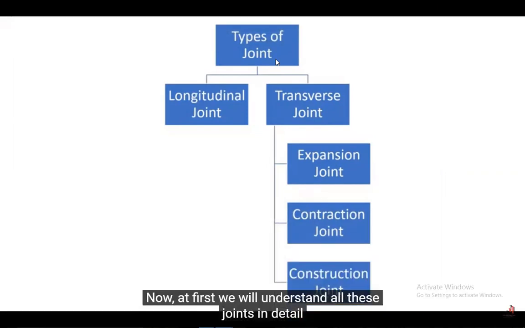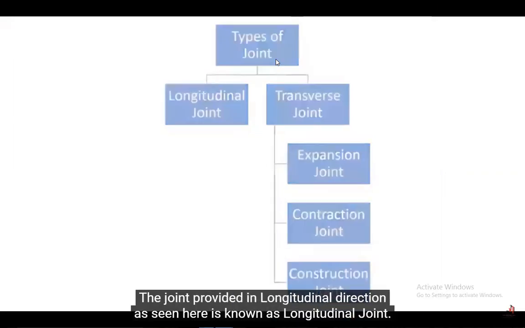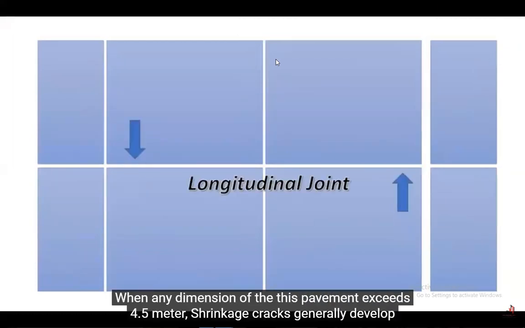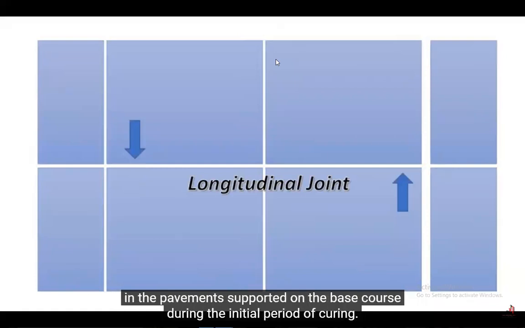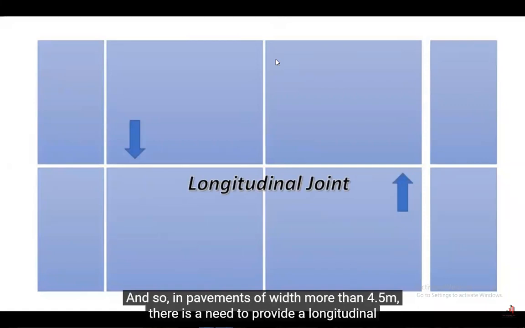The joint provided in the longitudinal direction, as seen here, is known as a longitudinal joint. When any dimension of this pavement exceeds 4.5 meters, shrinkage cracks generally develop in pavements supported on the base course during the initial period of curing. And so, in pavements of width more than 4.5 meters, there is a need to provide a longitudinal joint.